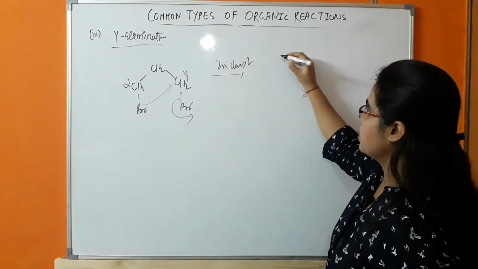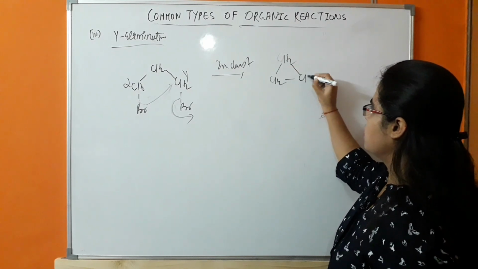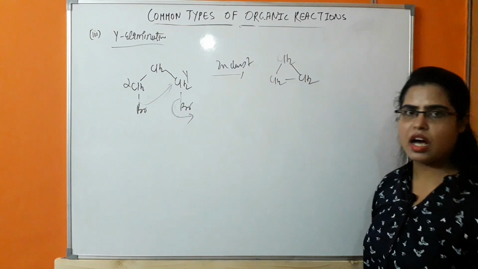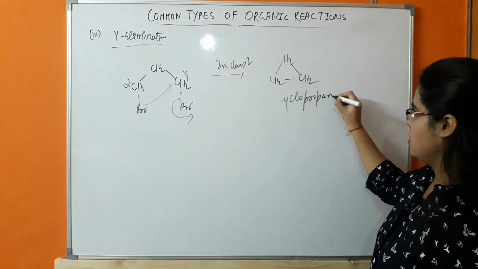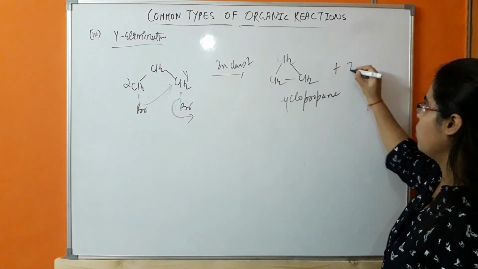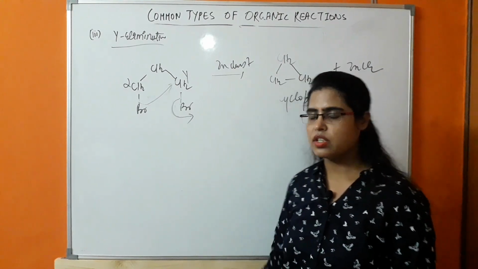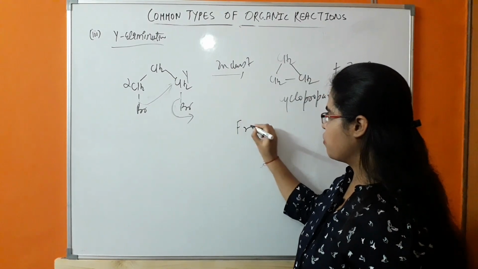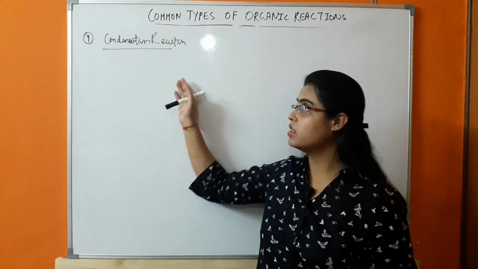So there will be formation of a CH2 cyclic system, a three-membered carbon ring known as cyclopropane, and the byproduct formed is ZnBr2. This is the gamma elimination reaction. This reaction is also known as the Freund reaction. Next is condensation reaction.